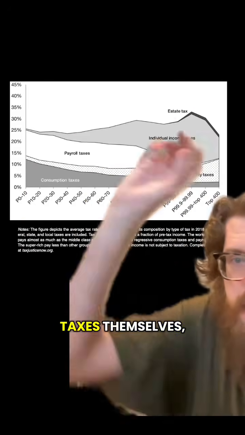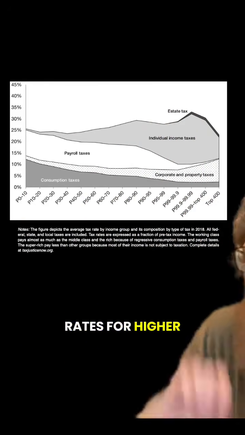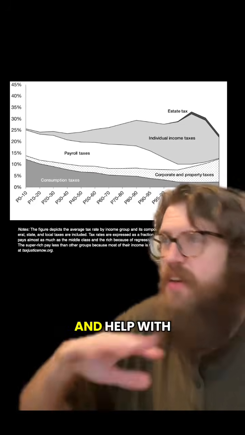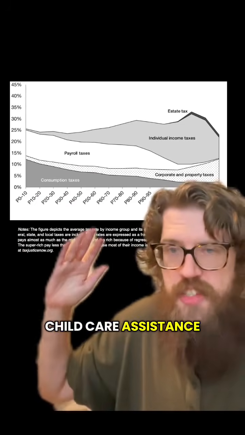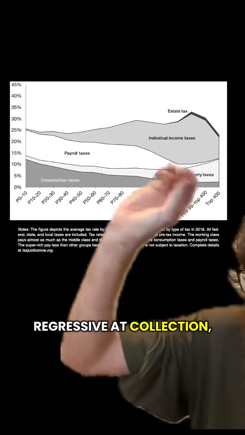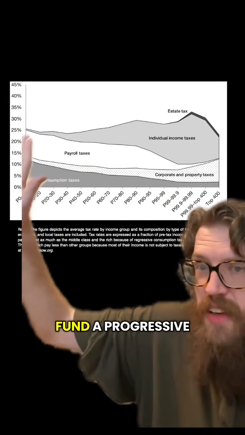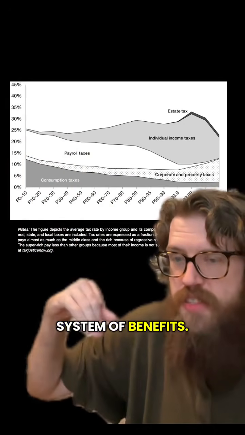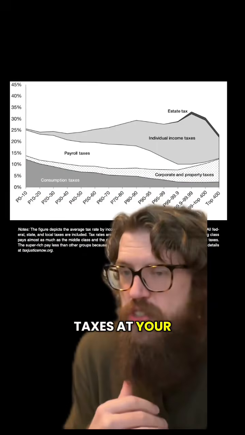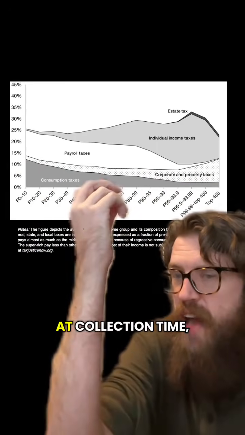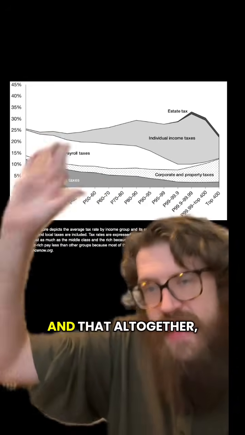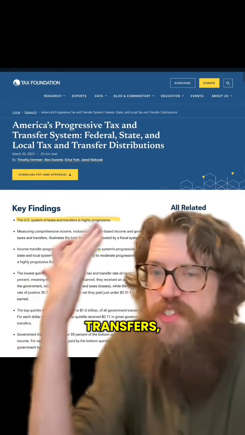So federal income taxes themselves, they're progressive, higher rates for higher income earners. And those taxes mainly fund programs like SNAP and Medicaid and help with the mortgage and child care assistance and so on that go to low income families. Payroll taxes, they're regressive at collection, but they basically fund a progressive system of benefits. Corporate taxes, they're progressive. Consumption taxes, this is like sales taxes at your state and local level, those are regressive at collection time, but that's an issue you should take up with your state and city government. And net altogether, if you include transfers, the system is highly progressive.